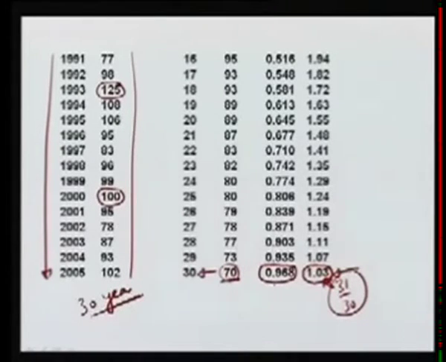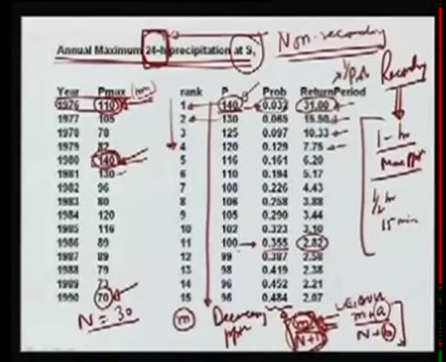So, this table gives us an estimate of the probability of occurrence and the return period for various precipitation events being equaled or exceeded. So, when we say that this is the probability of 100 millimeter rain, that means rainfall equal to 100 or more than 100 will occur with this probability.